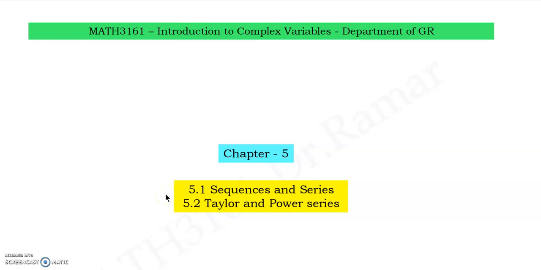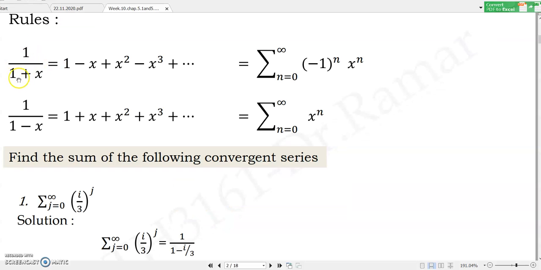Dear students, in this video we are going to see 5.1 and 5.2. What is 1 divided by 1 plus x? It is nothing but 1 minus x plus x squared minus x cubed plus etc. This is the sum of the series, which is denoted from n equal to 0 to infinity, minus 1 to the power n multiplied by x to the power n. Similarly, we can write the sum of this series like this.